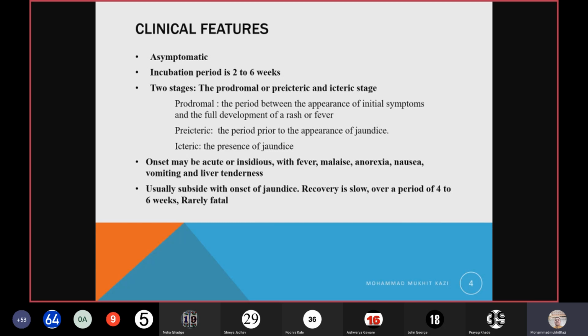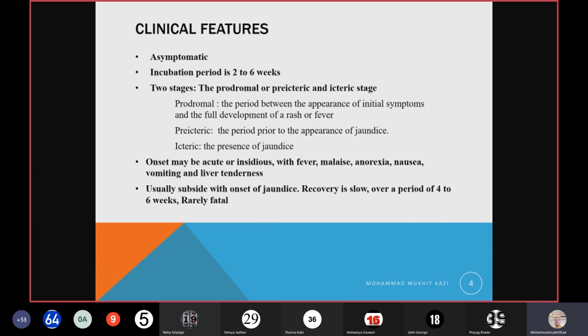In hepatitis, if the patient is suffering from jaundice, the bile salts and bile pigments will increase. Even the color of the eyes changes to yellow, and you can predict that the patient is suffering from jaundice. Onset may be acute or insidious. It may be sudden or it may be slow, with fever, malaise, anorexia, nausea, vomiting, and liver tenderness. These are the clinical features seen in hepatitis.